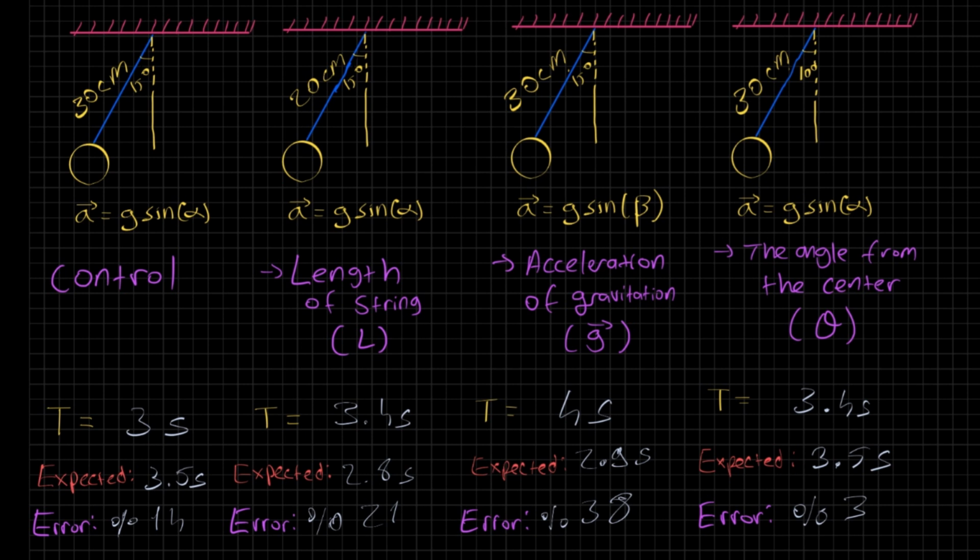Now, for the variable length setup. In the variable length setup, we used a string length of 20 centimeters compared to the control setup's 30 centimeters length. The measured period for the shorter string was 3.4 seconds, while the expected value was 2.8 seconds.